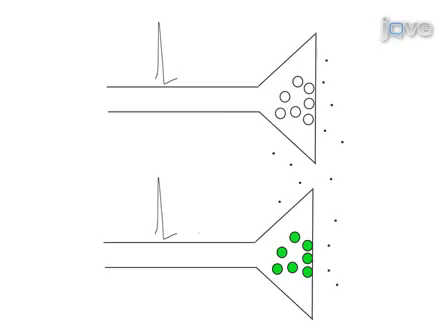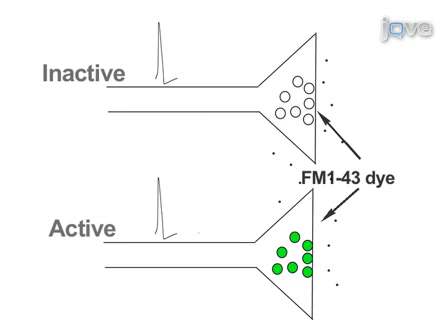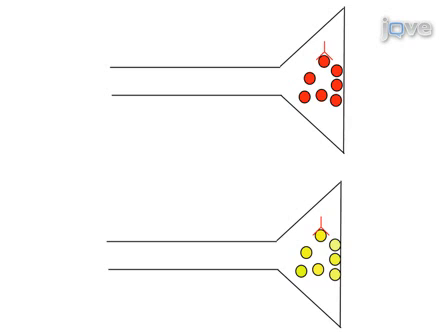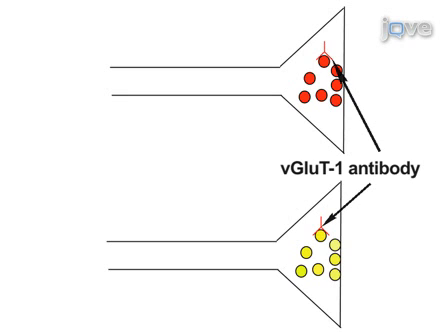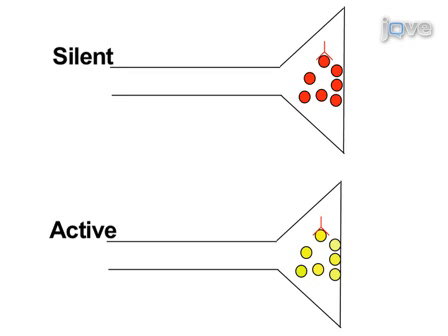The protocol combines vital dye labeling of synaptic vesicles during neuronal depolarization with subsequent labeling of fixed cells with an antibody that labels all presynaptic terminals, both silent and active. Synapses co-labeled with dye and antibody are active. Synapses labeled only by antibody are silent.